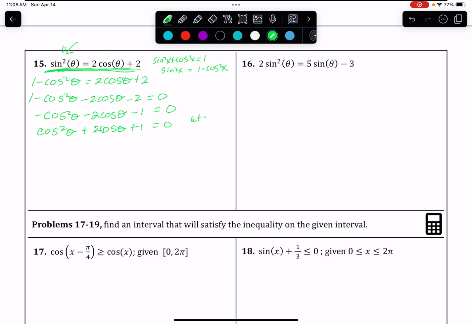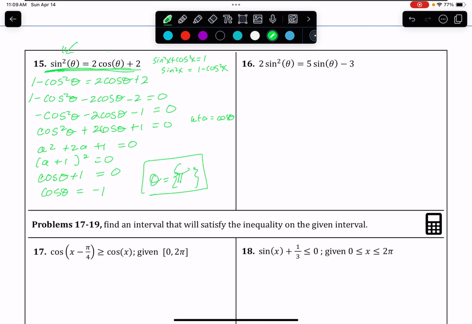So we're going to let a equal cosine theta. So I have a squared plus 2a plus 1 equals 0. So we have a plus 1 quantity squared equals 0. Now we can put back the cosine. What did we make? We made a cosine. So cosine theta plus 1 equals 0. So cosine theta is negative 1. And the only place cosine theta is negative 1 is at pi. So the answer is theta equals pi.